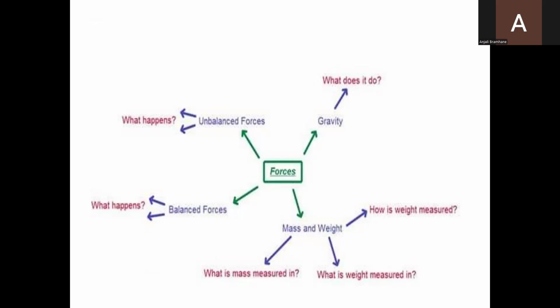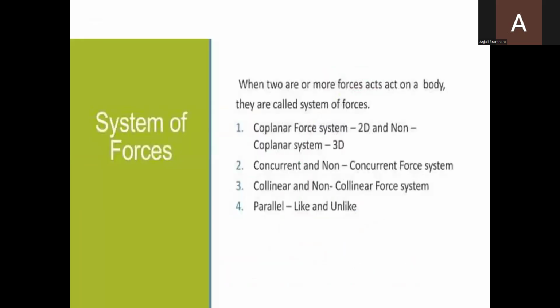Okay, so next is the system of forces. When two or more forces act on a body, they are called a system of forces. Number one is the coplanar force system, that is 2D, and the non-coplanar system, that is 3D. Second is the concurrent and non-concurrent force system. Third is the collinear and non-collinear force system. And the last one is parallel, like and unlike.